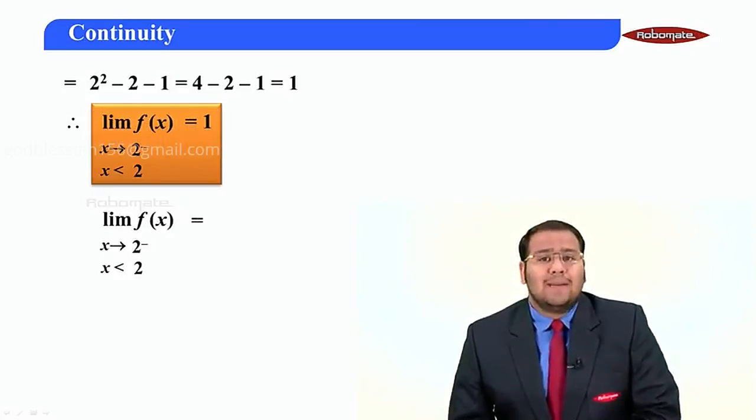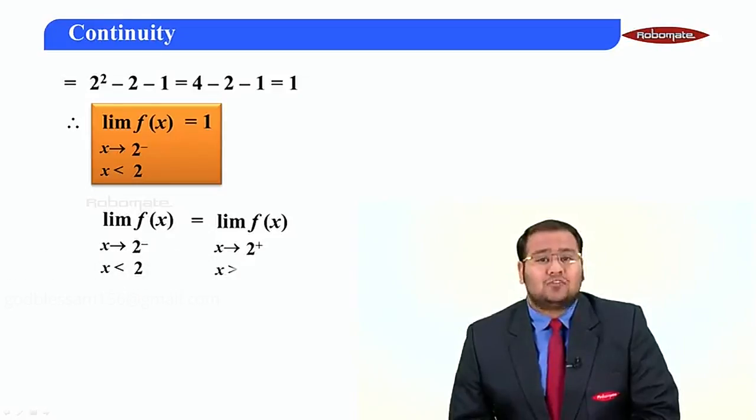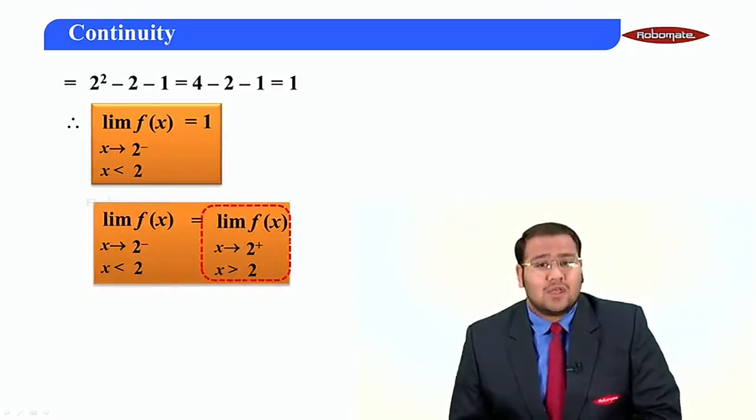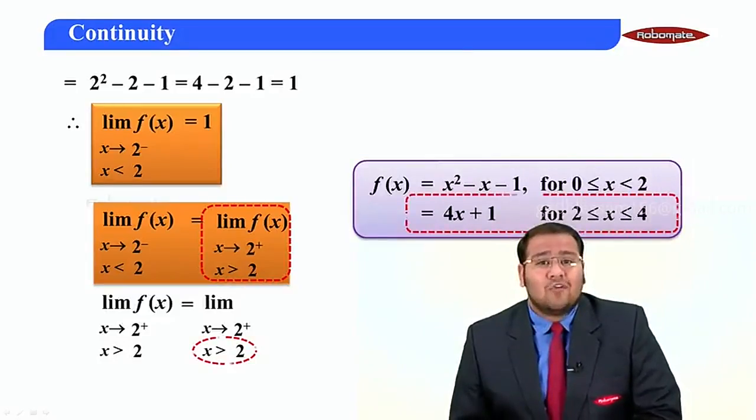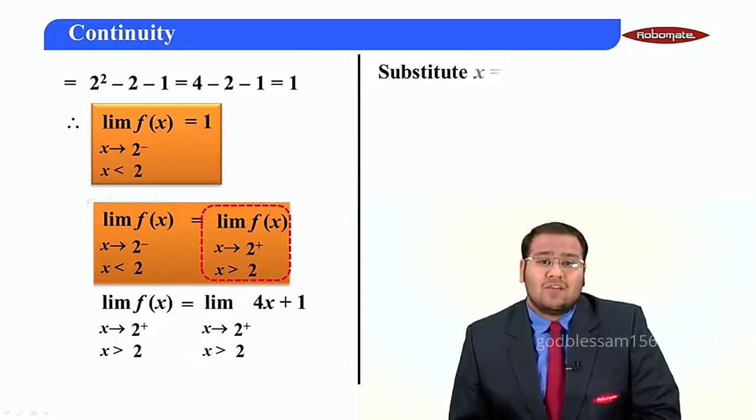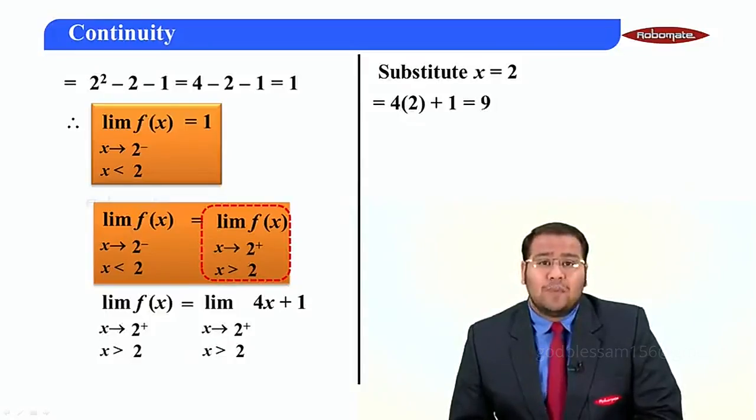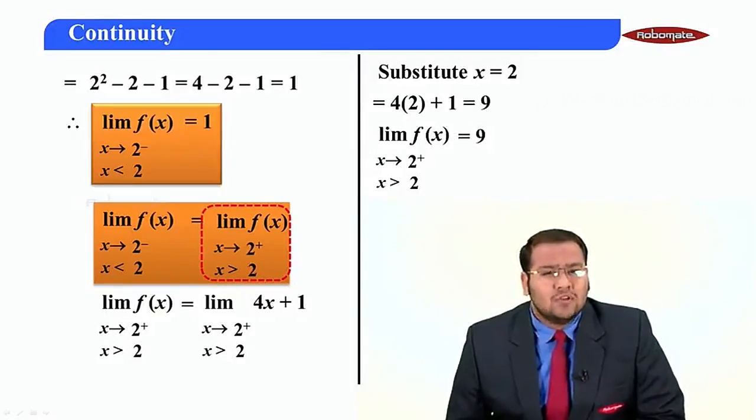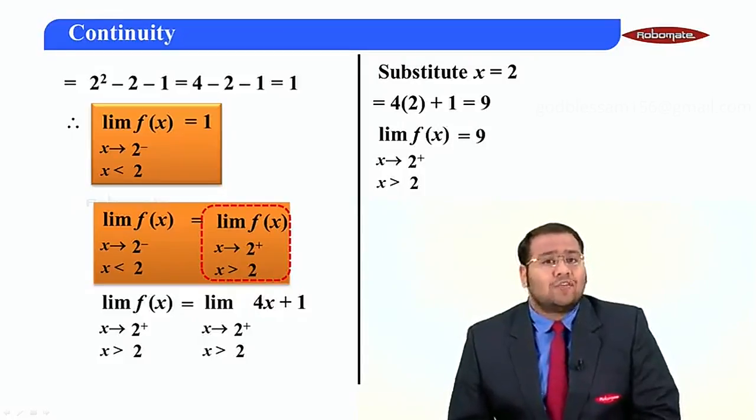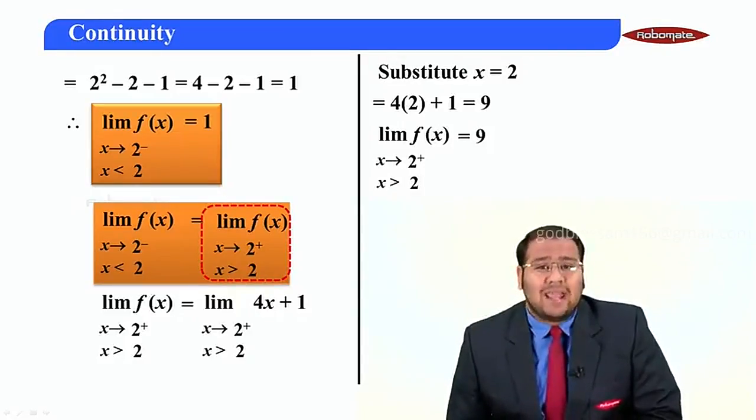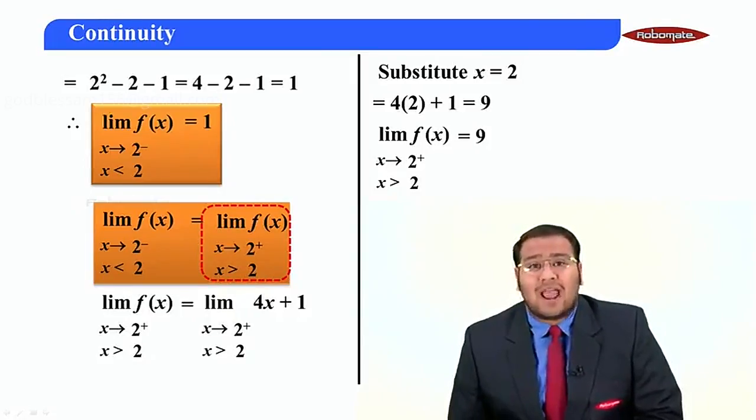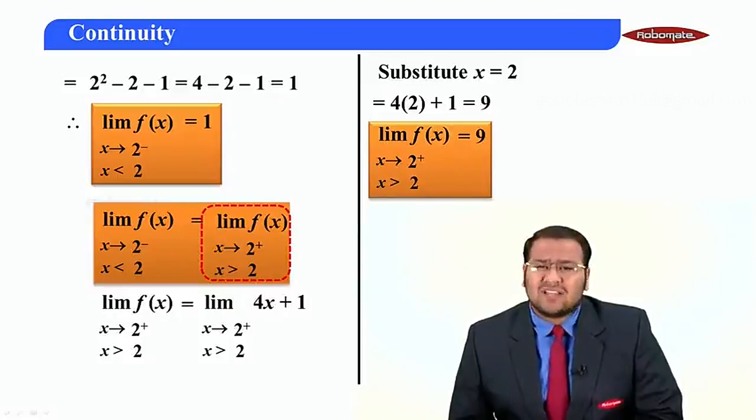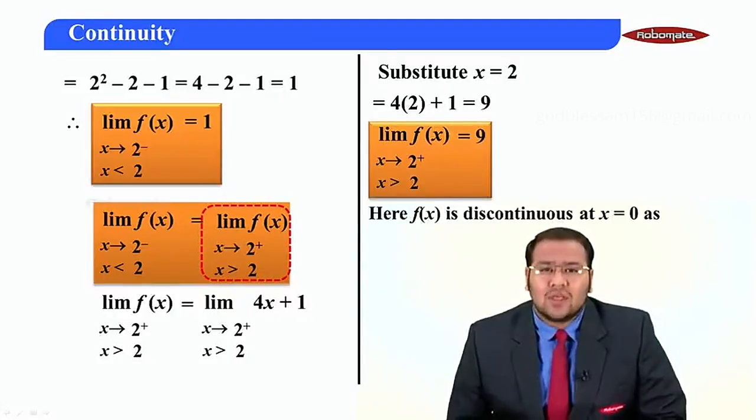We also know the limit of f(x) as x tends towards 2 minus should be equal to that as x tends towards 2 plus. But in this case, for 2 plus, the function is 4x plus 1. When x is 2, the value would be 9. Students, you already know the formula now. You have seen various concepts. In this case, the left hand limit is 1 and the right hand limit is 9. So, what is the conclusion? You remember this. Here, f(x) is discontinuous.